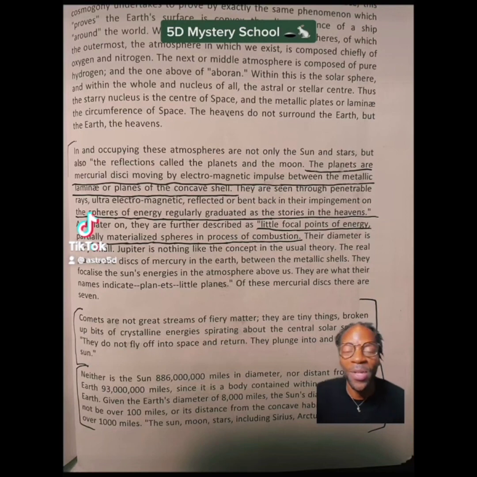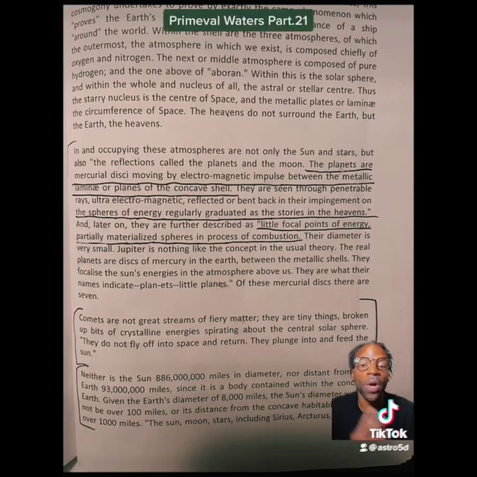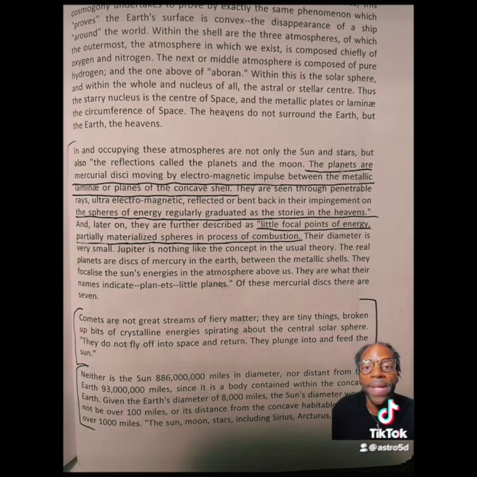Primeval Waters, Part 21. Let's get into it. So switching over to the Book of Earths, I'm just going to read you a short passage. The planets are a mercurial disk, moving by electromagnetic impulse between the metallic luminae or planets of the concave shell. They are seen through penetrable rays, ultra-electromagnetic, reflected or bent back in their impingement on the spheres of energy regularly graduated as the stories in the heavens.